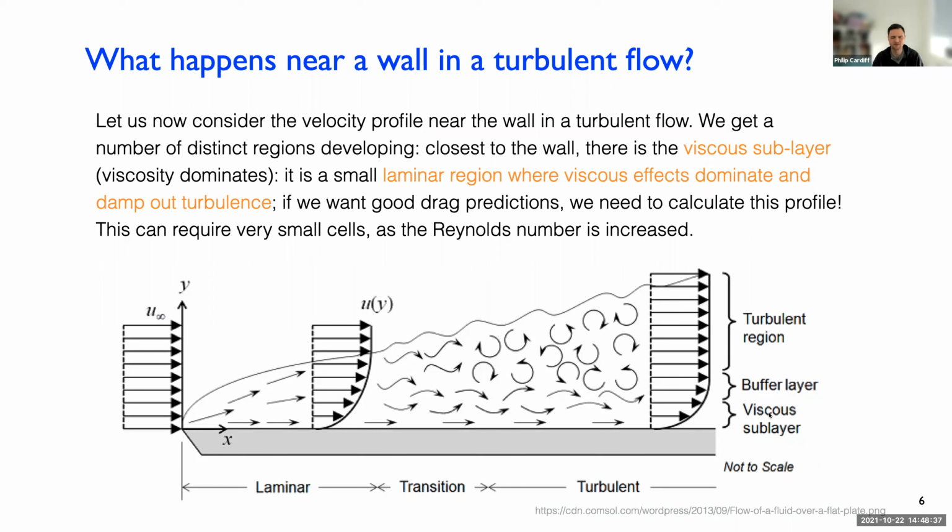So in the viscous sublayer, all the eddies are dampened out and they're all converted to heat, whereas in the turbulent region, they're not. And then the buffer layer is where it starts to happen.